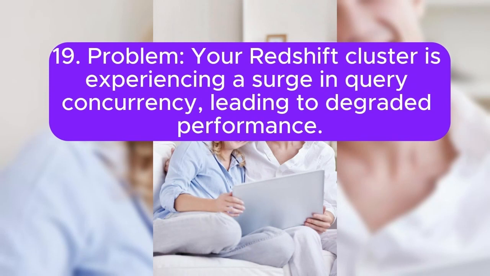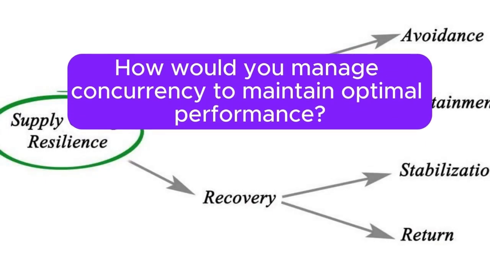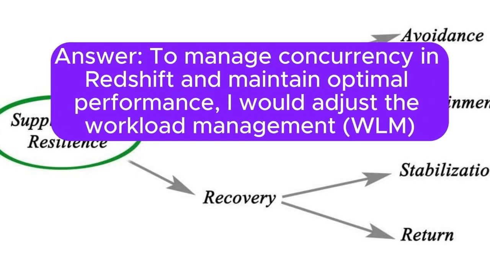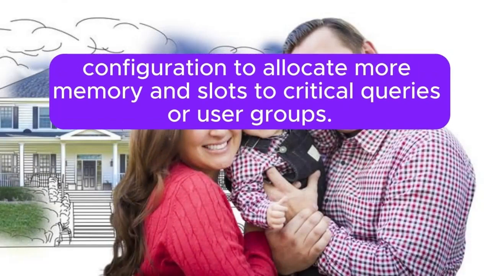19. Problem. Your Redshift cluster is experiencing a surge in query concurrency, leading to degraded performance. How would you manage concurrency to maintain optimal performance? Answer. To manage concurrency in Redshift and maintain optimal performance, I would adjust the workload management (WLM) configuration to allocate more memory and slots to critical queries or user groups.